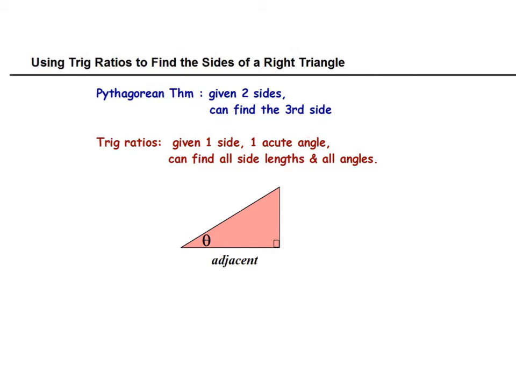So if you're given one side, doesn't matter which side of the triangle it is, and you know one of the two acute angles, you can use the trig ratios to find all the other sides as well as the other angle. You can also use it if you just know two of the sides. So let's say I just knew the two legs, I can then find the angles, and that's something you can't do with the Pythagorean theorem. So we're going to look at some examples of how you use these trig ratios.